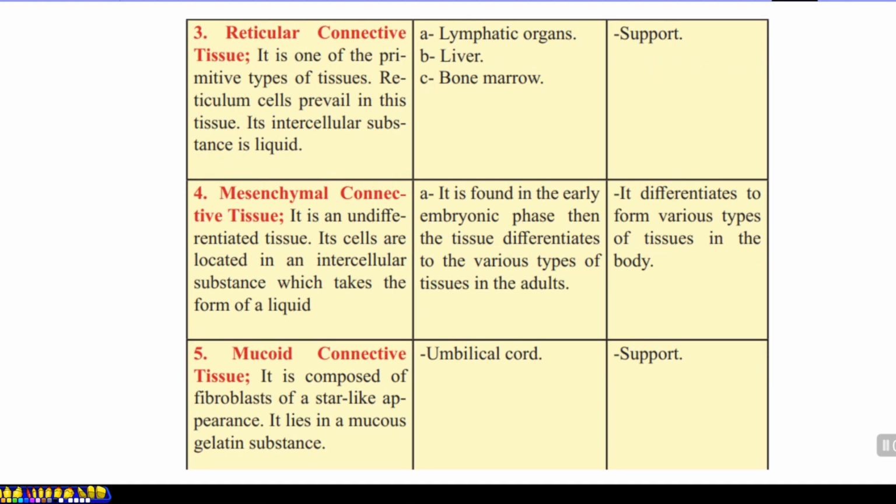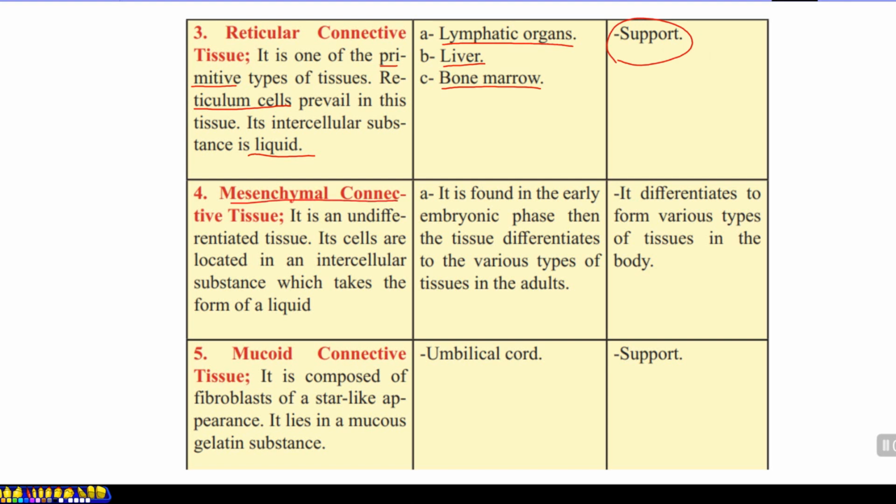Reticular connective tissue is a primitive type of tissue, simple in structure. The reticular cells are found in it with some reticular fibers. The intercellular substance is liquid. As we remember, we said reticular fibers are found in lymphatic nodes, so lymphatic organs, liver, and bone marrow. The function is to support parts of the body.